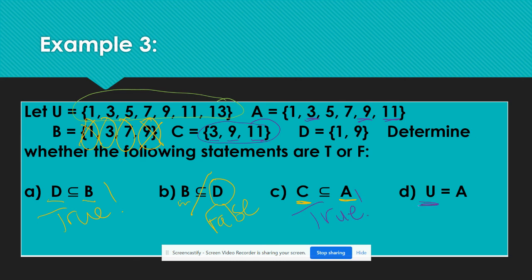Is the universal set equal to set A? Do they have all the exact same stuff? So we have 1, 3, 5, 7, 9, 11. Nope, because the universal set has a 13, but A does not. So that's going to cross the line. They are not equal, and that is false.